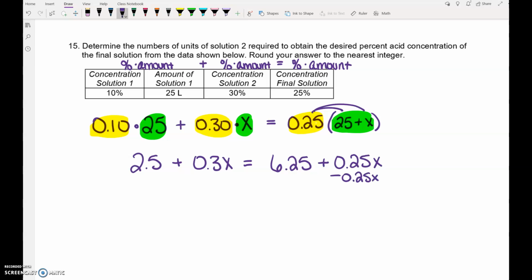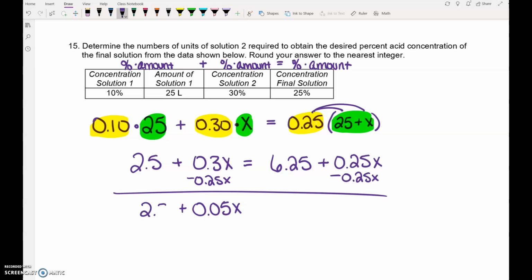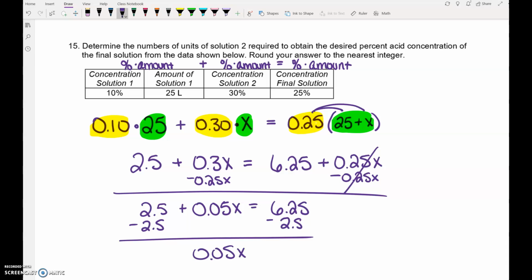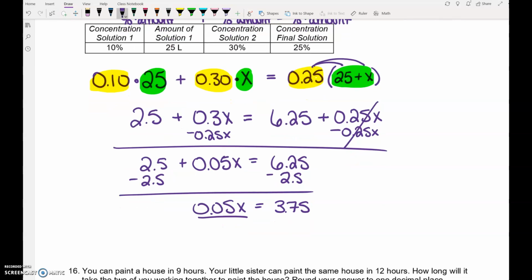I'm going to subtract 0.25x. So that is 0.05x. And then subtract 2.5 on both sides. And then we will divide by 0.05.